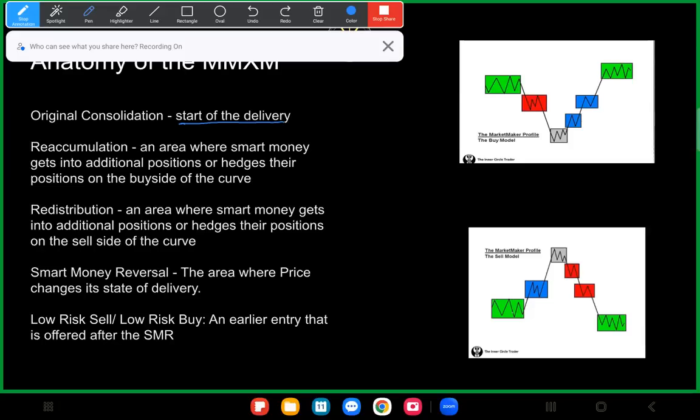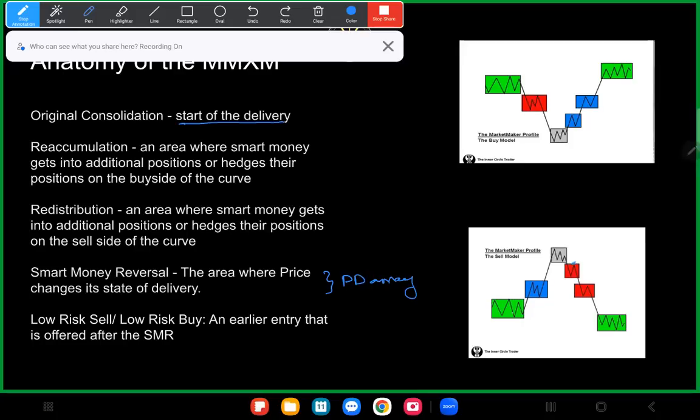All right, and then we have the reaccumulation. That's the area where smart money gets into additional positions or hedges their positions on the buy side of the curve. And then the redistribution, that's the area where smart money gets into additional positions or hedges their positions on the sell side of the curve. And then the smart money reversal, that's the area where price changes its state of delivery. And we understand that this needs to take place at a PD array. And then we have that low risk sell or that low risk buy. And that's an earlier entry that is offered after the smart money reversal.